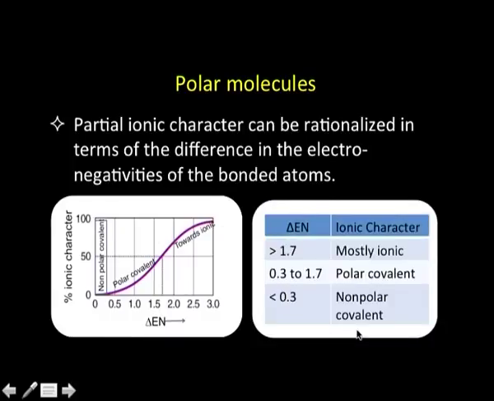On the basis of this, we can have a simple classification. A delta En value of greater than 1.7 typically means the molecule will have more ionic character than covalency, and as delta En increases more and more, it becomes more and more ionic in nature. From about 0.3 to 1.7, we have polar covalent molecules, and a value of less than 0.3 indicates that the molecule is non-polar covalent. Now, this partial ionic character can be determined for a given molecule on the basis of the measurement of its dipole moment, which we will be taking up in the next session.